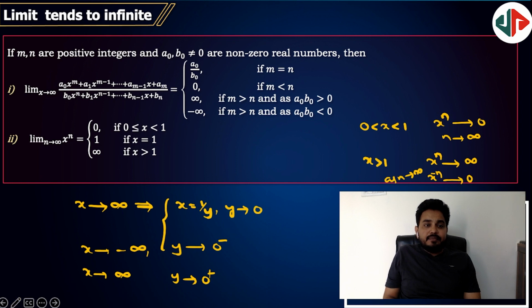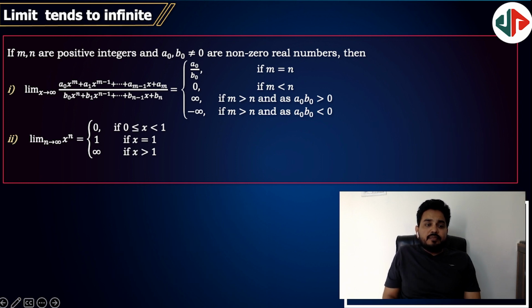And look at here, limit extending to 0 a naught. This is the mth degree polynomial. This is nth degree polynomial. If m is equal to n, simply the leading coefficient will be the answer. If the degree of the numerator is lesser than the degree of the denominator, the value will be 0.